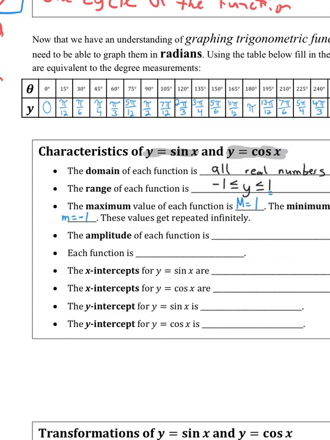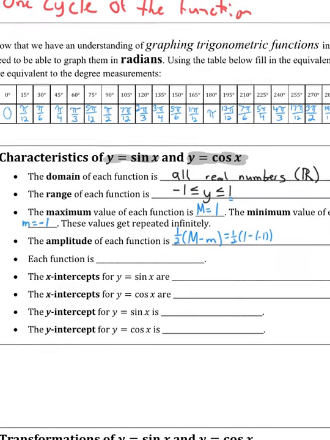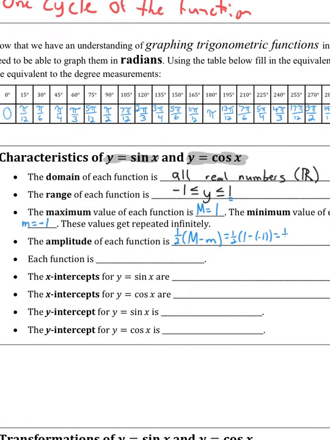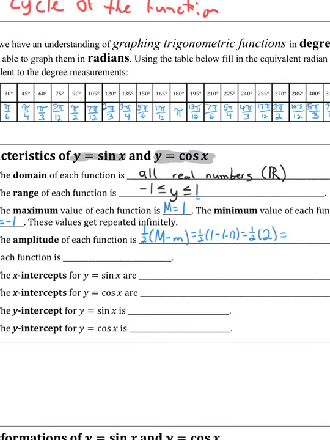And then the amplitude of each function, which we mentioned up above, that's going to be half of the max minus the min, the distance between the min and the max. In this case, it's 1 minus -1, which is really like 1/2 times 2. So the amplitude of the parent functions is just 1. That's half the distance, because the distance from 1 to -1 is 2. Half that distance would be 1, and that's what your amplitude is.